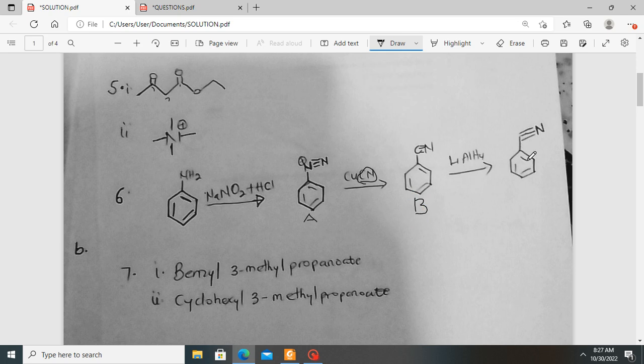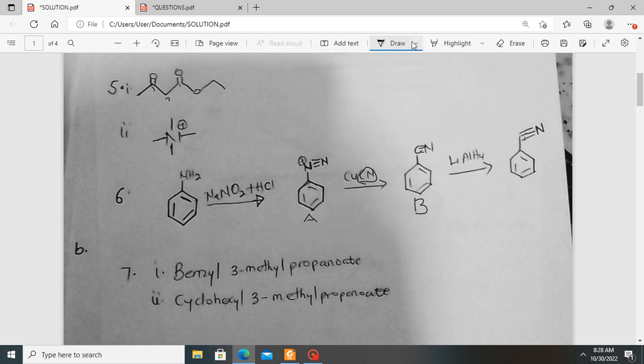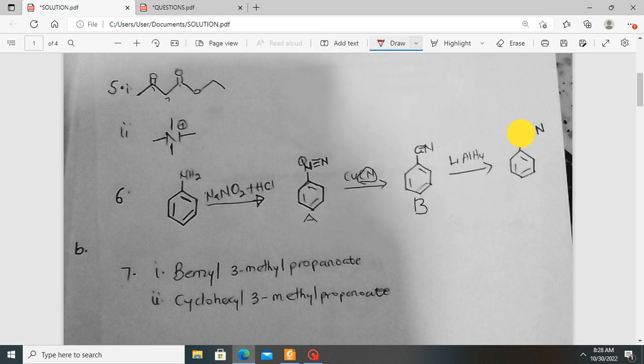So there was a mistake here. So the C looks like this. It has a benzonitrile and you reduce with a reducing agent, lithium aluminum hydride. That reduces the triple bond here. So here it is no triple bond. It is just going to be like this. It's just going to be this carbon bonded to the nitrogen with two hydrogens.